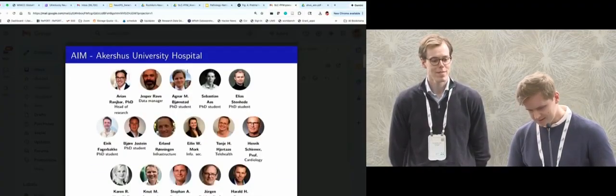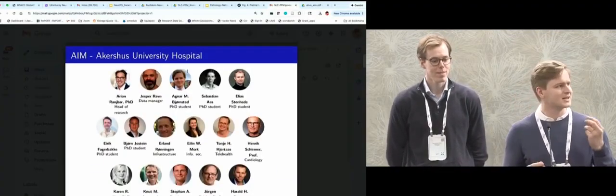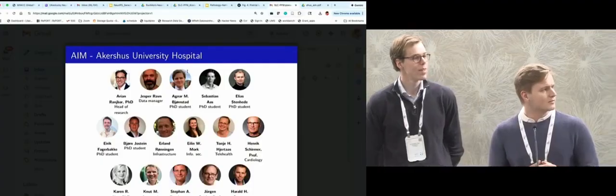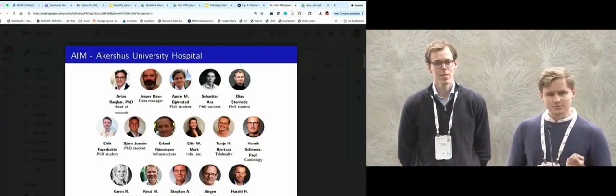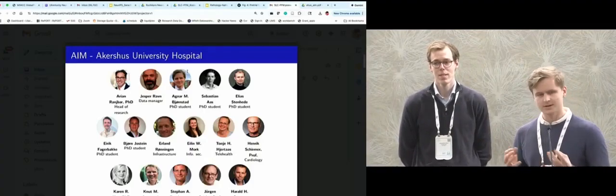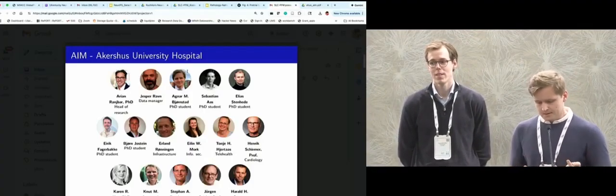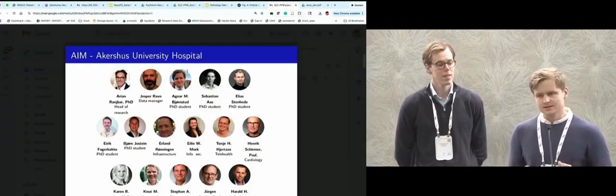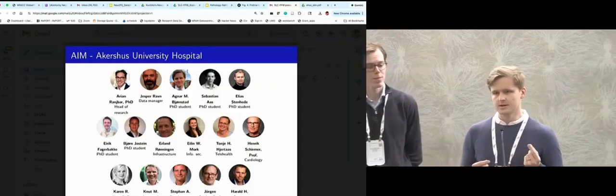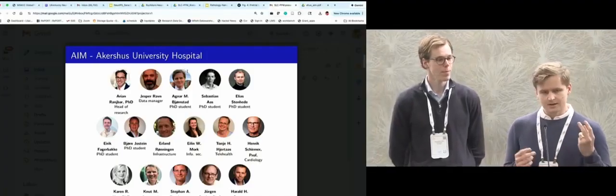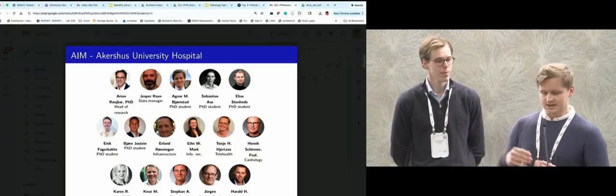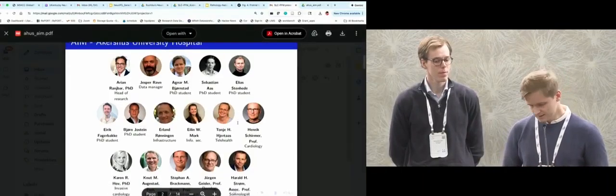So yes, I think it's mandatory to have a slide about the group that we are part of. So this is Artificial Intelligence Medical Informatics at Akershus University Hospital. It's a quite diverse group. Akershus University Hospital is the hospital in Norway that has the largest uptake area, and also one of the largest in Scandinavia. So we collect a lot of patient data.